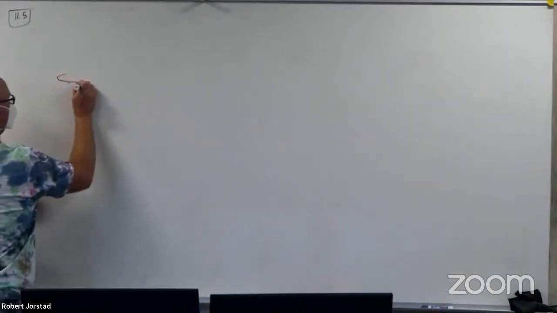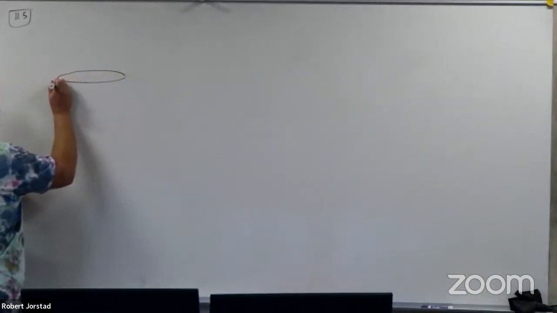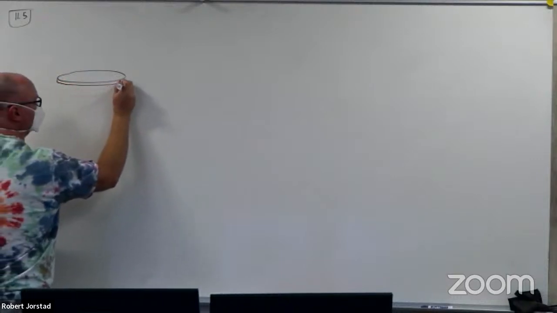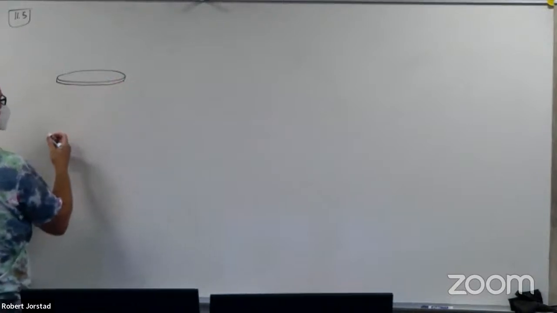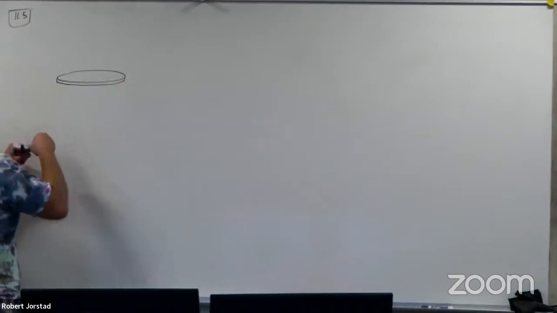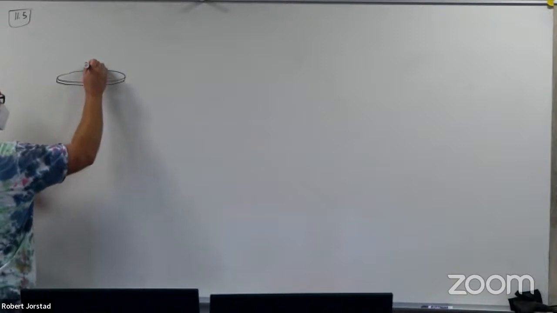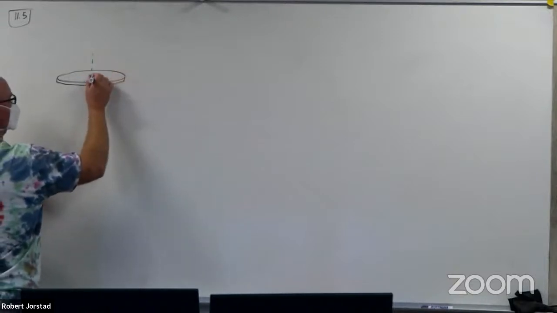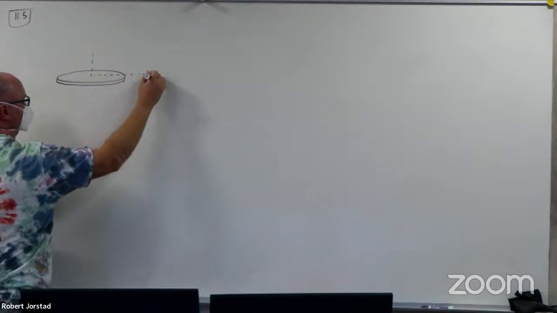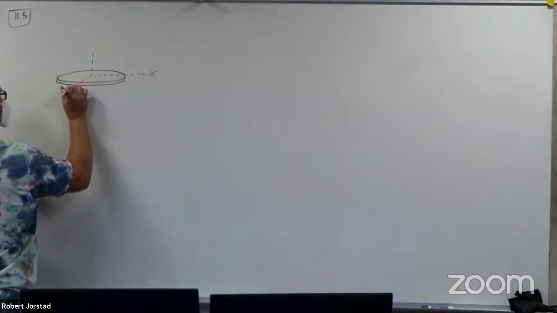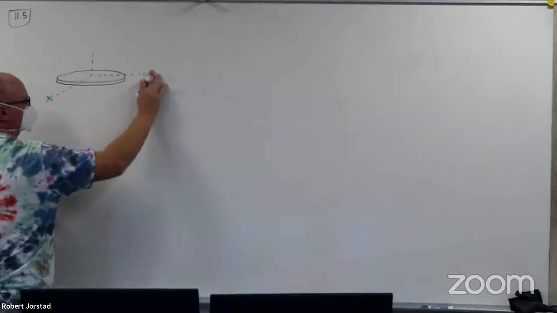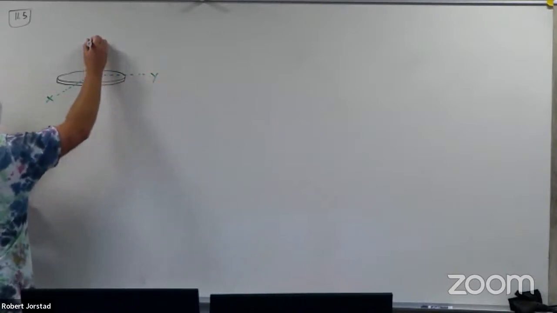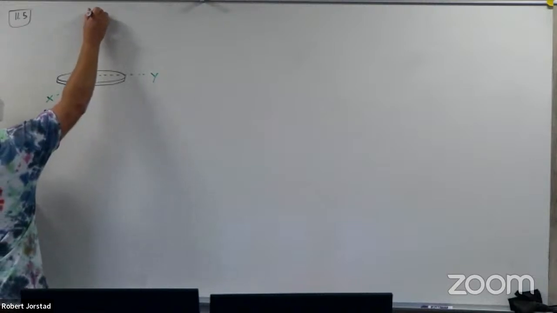This is my attempt to visualize it. I'm going to draw a disc like this. And I'm going to draw an axis of rotation here coming out through the middle. Maybe I'll draw these axes too. I'll call this X, let's call this Y. Sorry about that. And up here, this is going to be the Z axis.